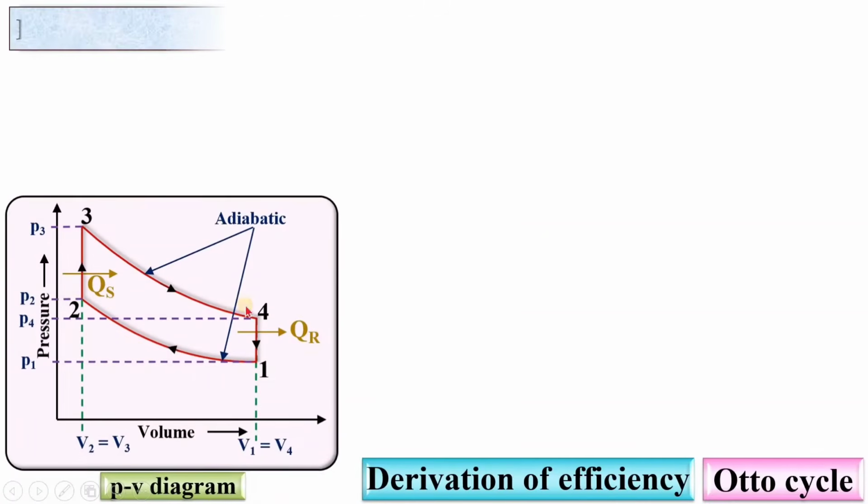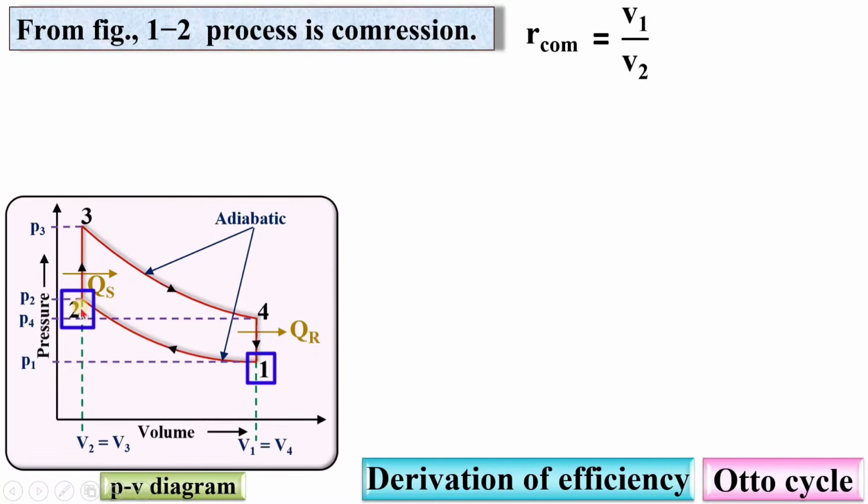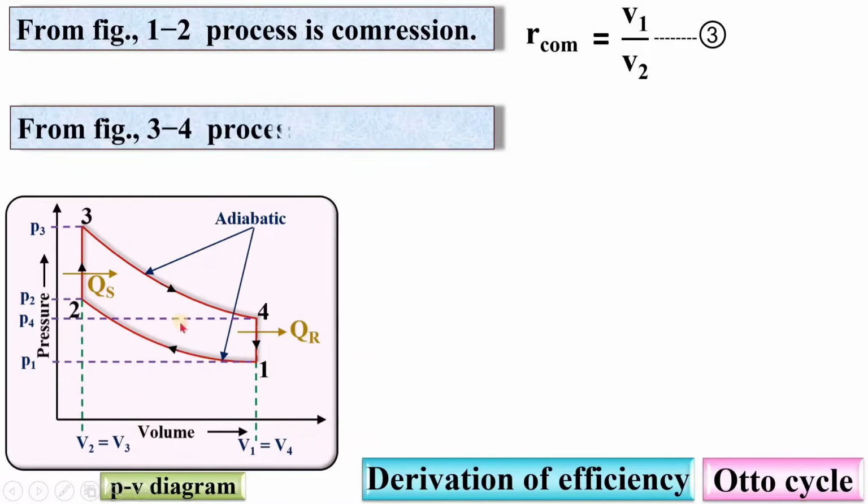Now next, from this figure, you know that 1,2 process is the adiabatic compression process. And so I can say the compression ratio r_comp is equal to V1 by V2. Let's say it is equation number 3. Similarly, for the 3,4 process, once again it is adiabatic expansion. And so I can say expansion ratio r_exp is equal to V4 upon V3. Let's say it is equation number 4.